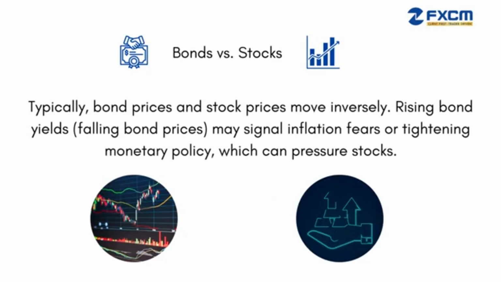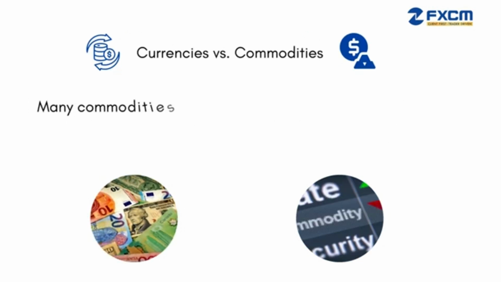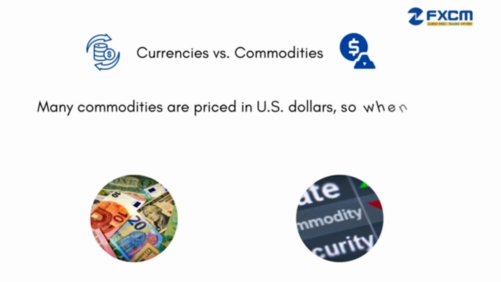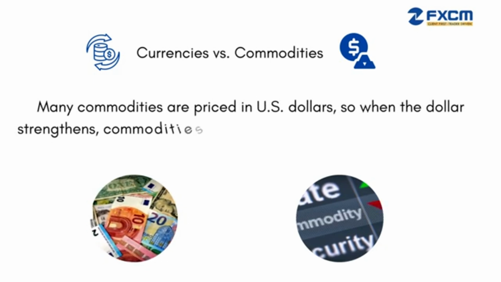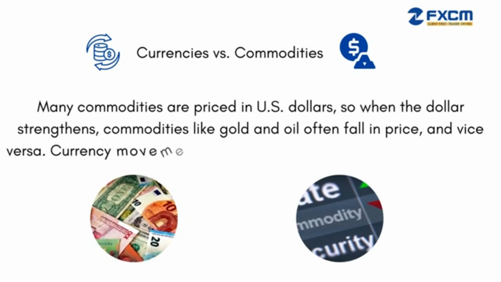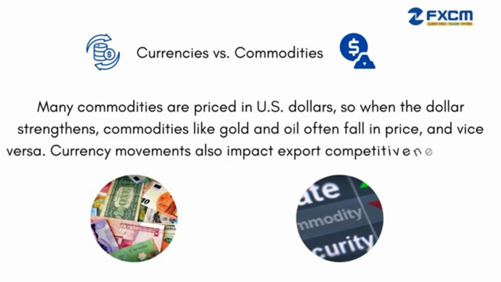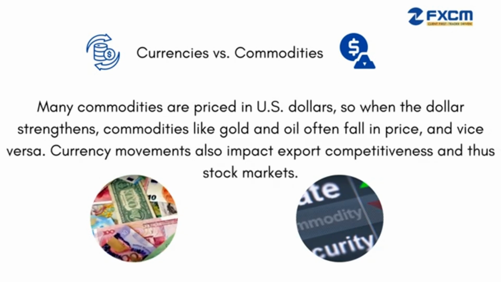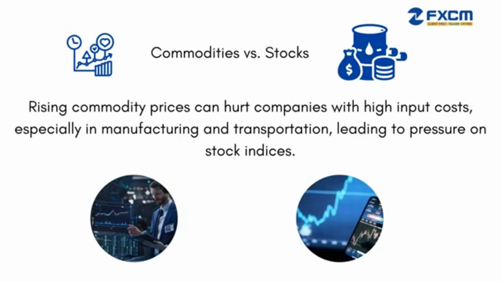Bonds versus stocks. Typically, bond prices and stock prices move inversely. Rising bond yields, falling bond prices, may signal inflation fears or tightening monetary policy, which can pressure stocks. Currencies versus commodities. Many commodities are priced in US dollars, so when the dollar strengthens, commodities like gold and oil often fall in price, and vice versa. Currency movements also impact export competitiveness, and thus stock markets.